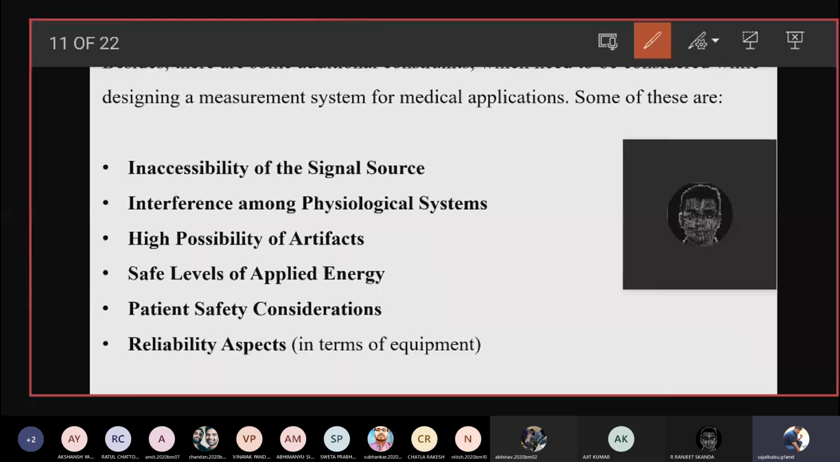So if you consider the other constraints that we have when designing medical instruments, the first one is inaccessibility of the signal source. That means you may have easy access to some signals. Like if you want to measure blood pressure, it is very easy to acquire, right? You can measure it by placing a cuff over the artery, and then you can calculate the blood pressure easily.